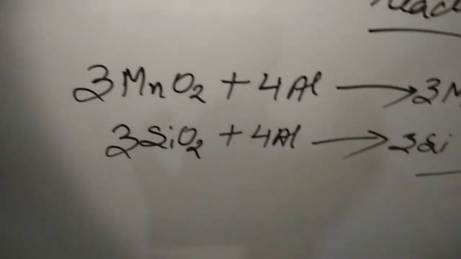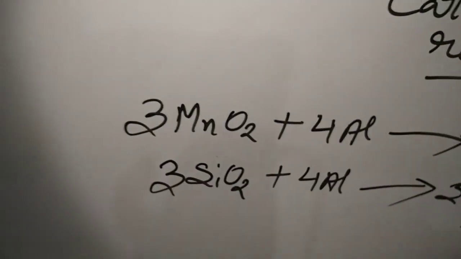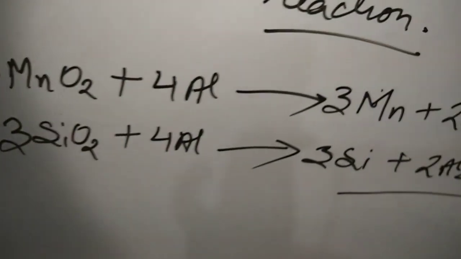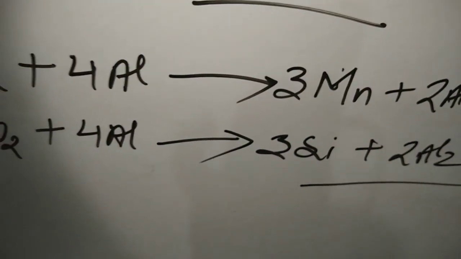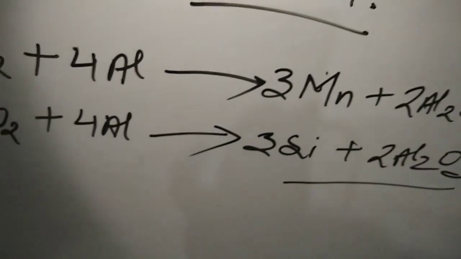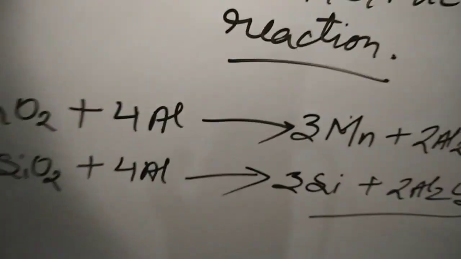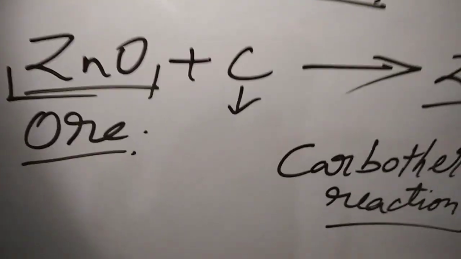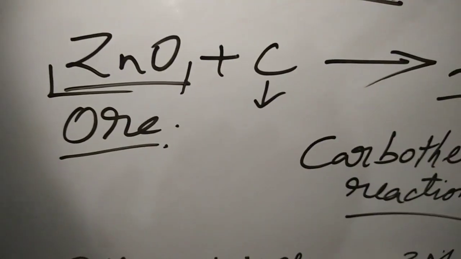See students, silicon is not a metal, it is a metalloid. Okay students, silicon is a metalloid. Metalloid means the elements which have the properties of both metals and non-metals. But don't confuse with the carbon. Carbon is non-metal. Okay students, understand?